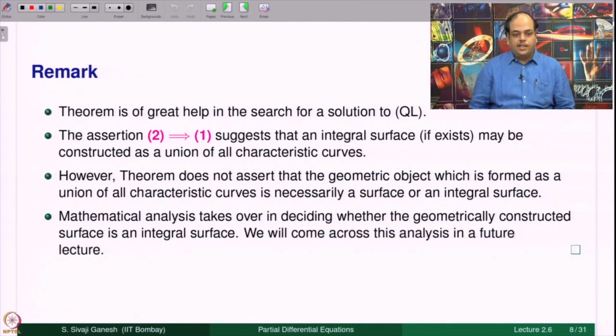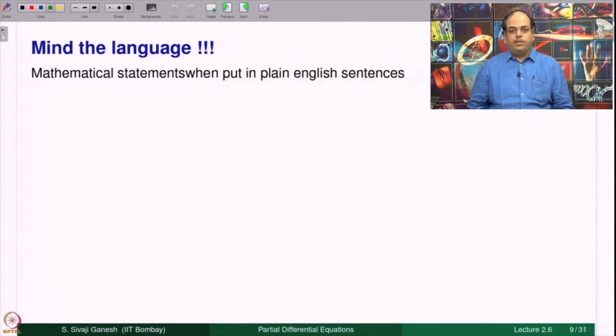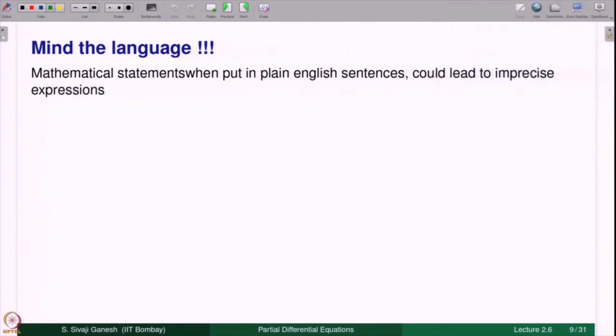So, we will come across this analysis in future lectures, maybe in the next one. The important thing is this: mathematical precision is very important. So, I call this "mind the language". Mathematical statements when put in plain English sentences, or any other language sentences, could lead to imprecise expressions which could be misunderstood.